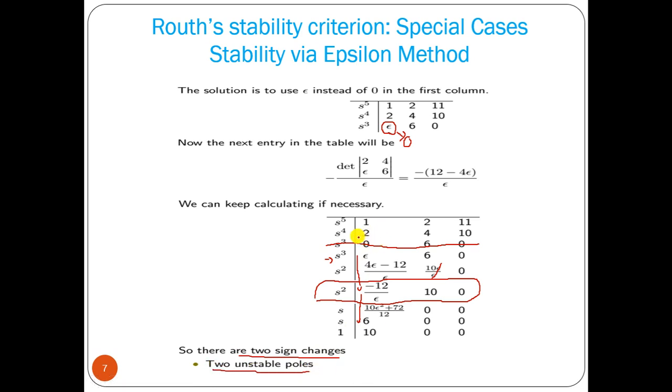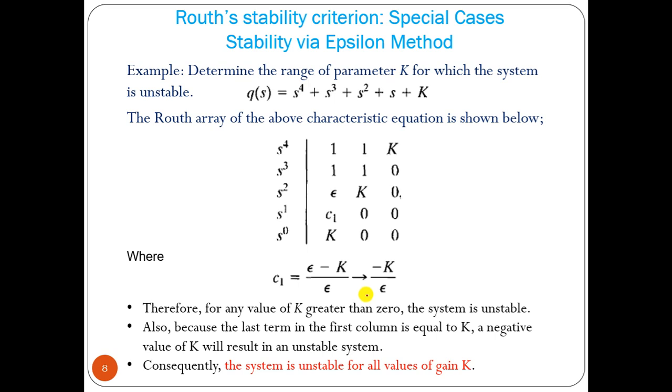That means whenever 0 occurs in the first column while other terms in that row are non-zero, we have to assume epsilon, solve it, and look whether we have any sign changes or not. Generally the system will be unstable, but the number of roots in the right half plane we have to find out. Now say, for example, this is a characteristic equation of a system. We have to find out the range of parameter k for which the system is unstable.